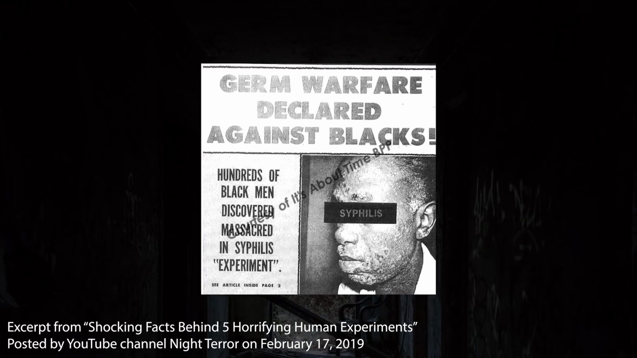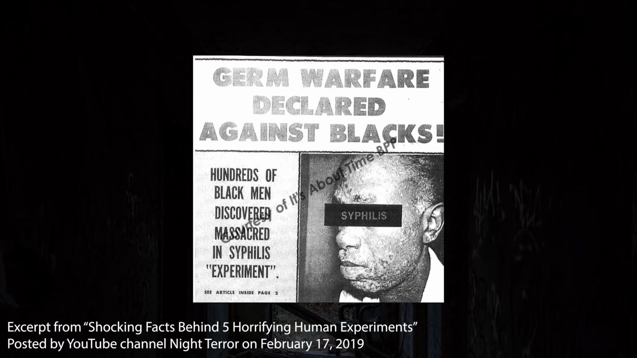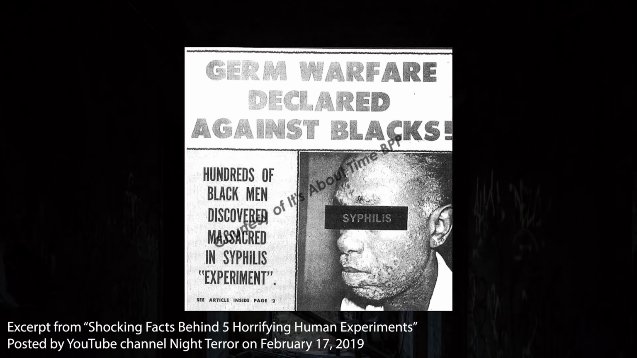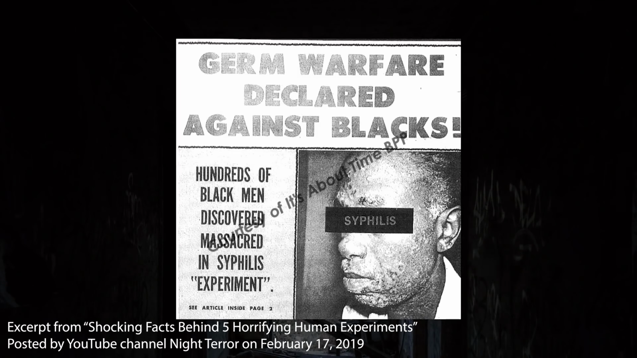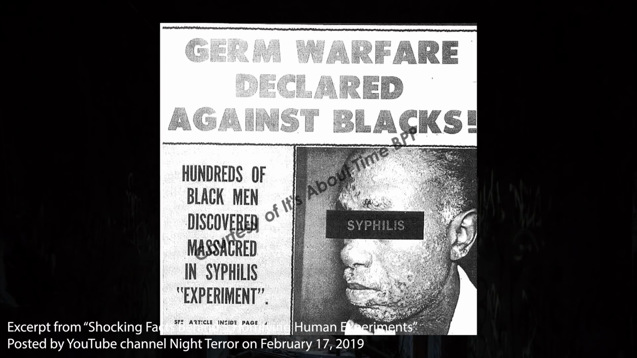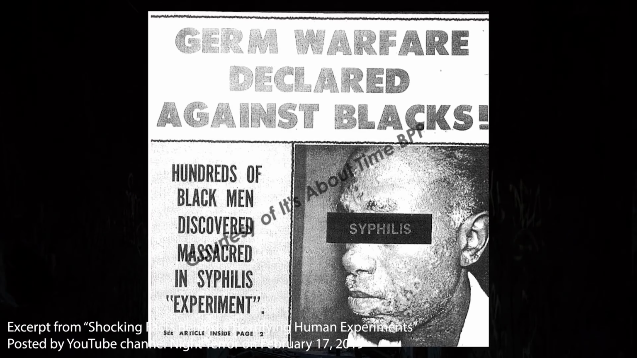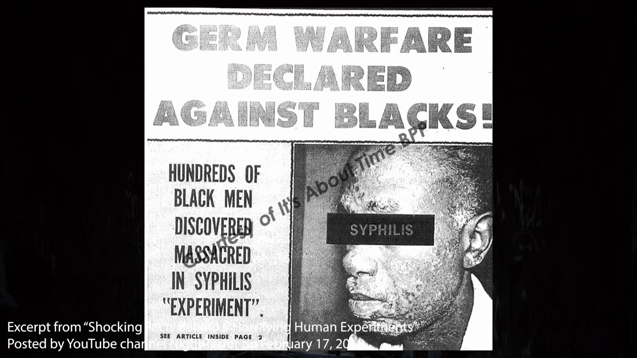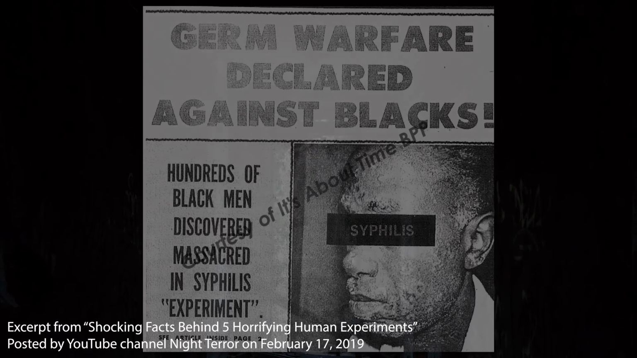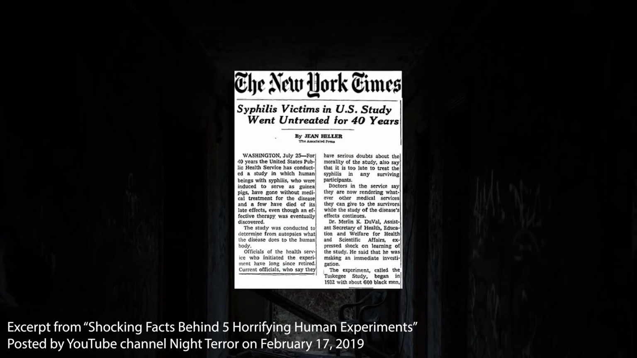Some 15 years after the study began, penicillin had become the recognized standard treatment for syphilis. However, researchers continued to leave the participants without effective treatment and withheld penicillin and information about it from participants, even going so far as to deny them access to treatment programs that were being offered to other local residents.